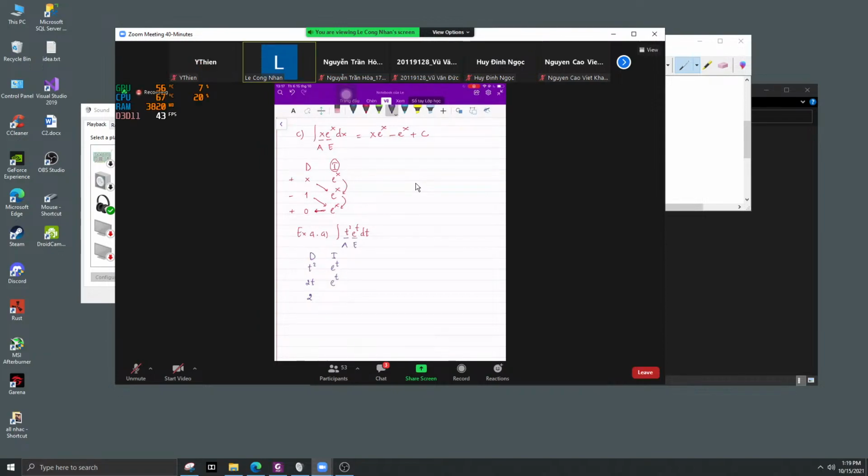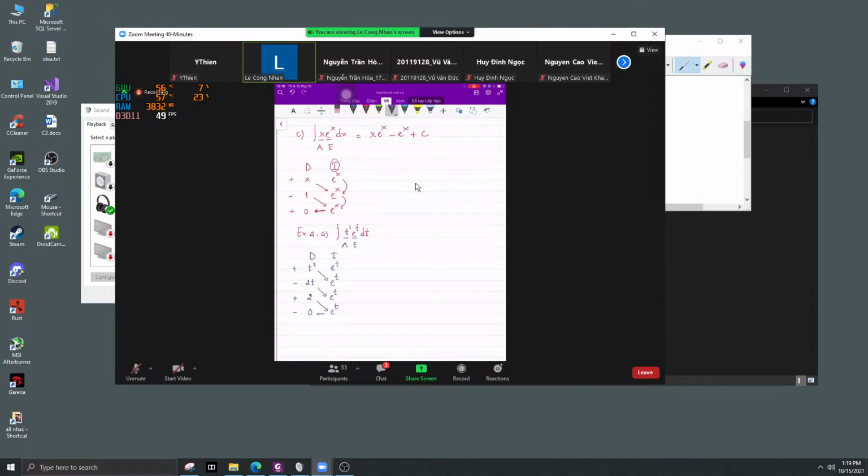Okay. So integrate e to the t, we get e to the t, and differentiate 2, we get 0, and we integrate the exponential of t, we get the same function. Okay? So we multiply the orthogonal. So we get plus sign, minus sign, plus sign, minus sign.